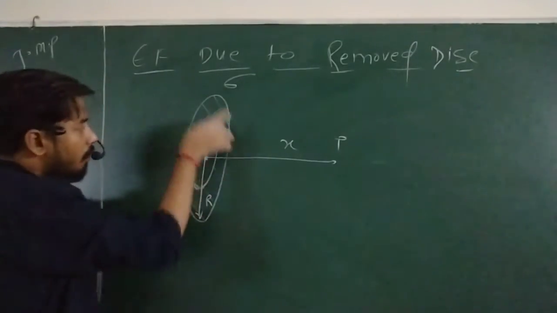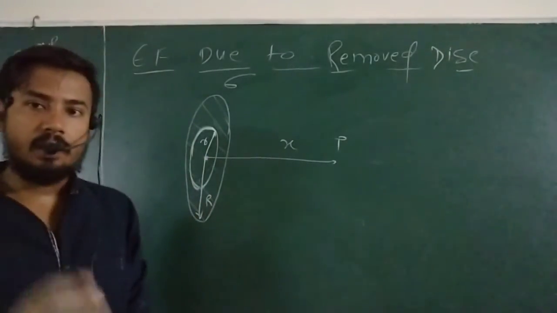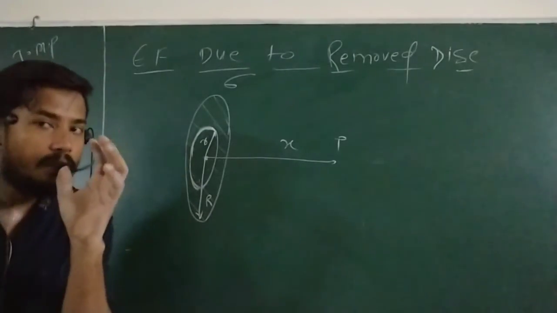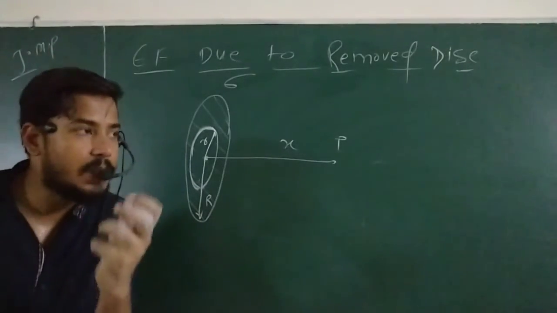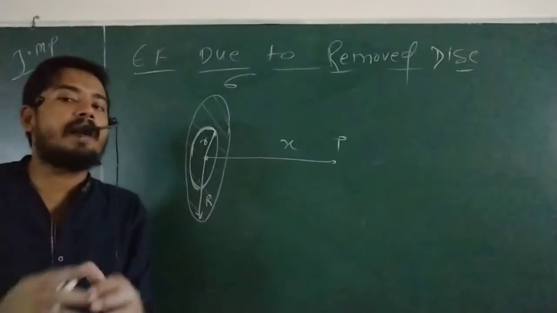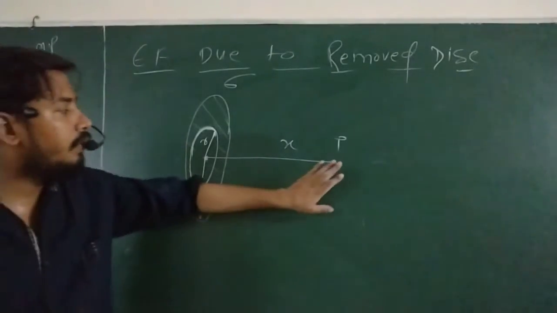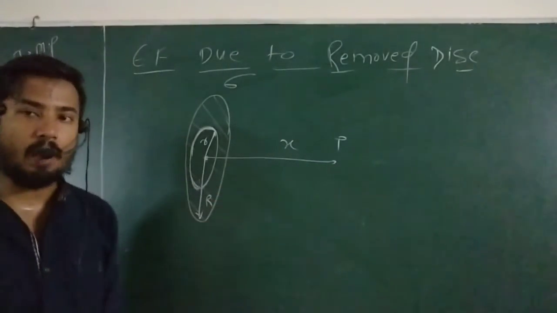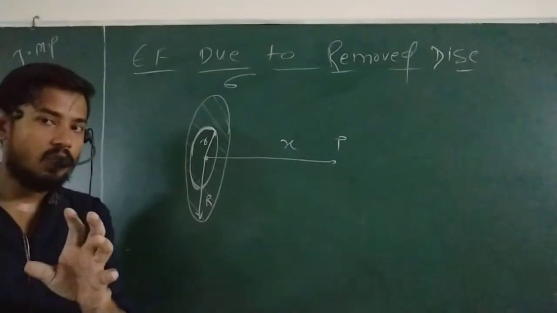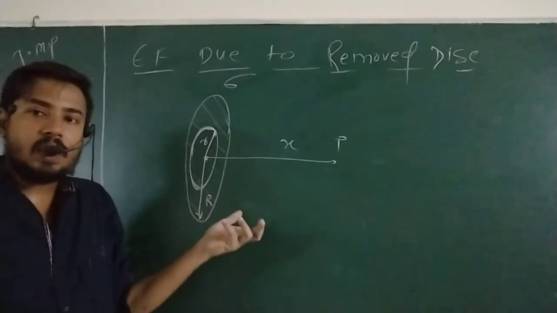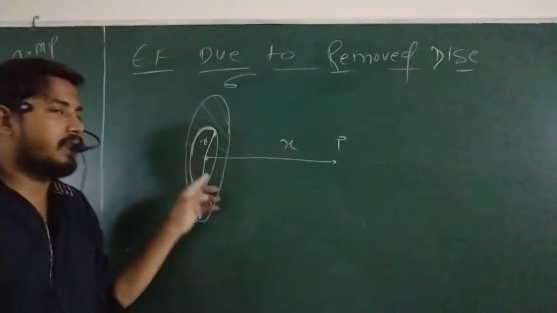It means from the complete disk, a small disk of smaller radius is removed. Then what will be the electric field at this point? Or simply they will ask, what will be the electric field due to this part?